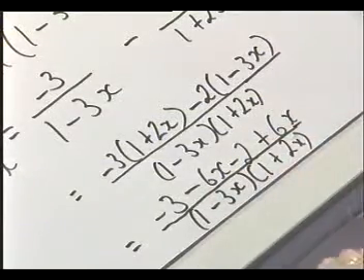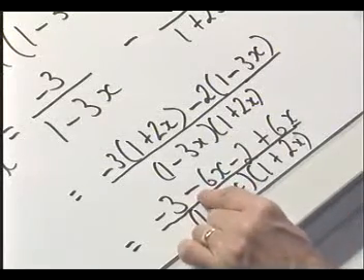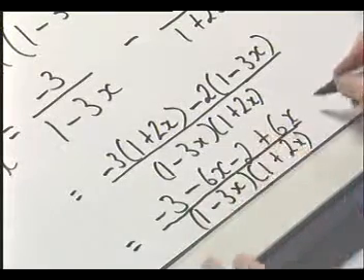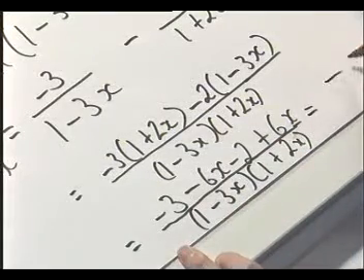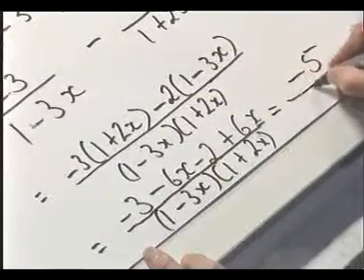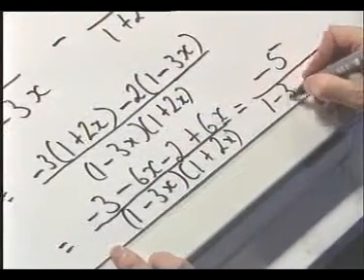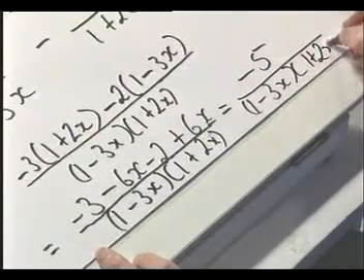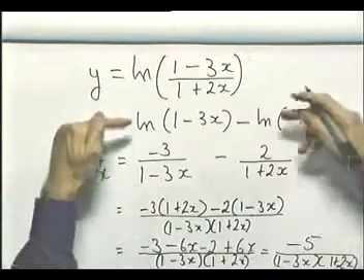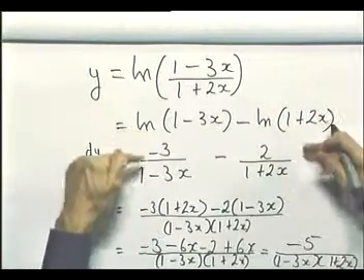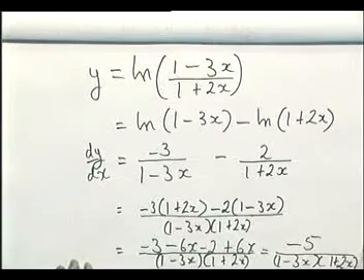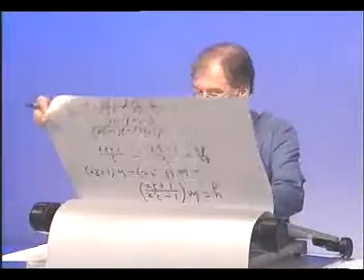Now we need to simplify this bit on top. And we've minus 6x plus 6x. So that's no x's. Minus 3 minus 2. So that's minus 5. So we have minus 5 over 1 minus 3x times by 1 plus 2x. But so long as we're good with the algebra, this differentiation is well worth the simplifying as we have done here. So let's take another example.